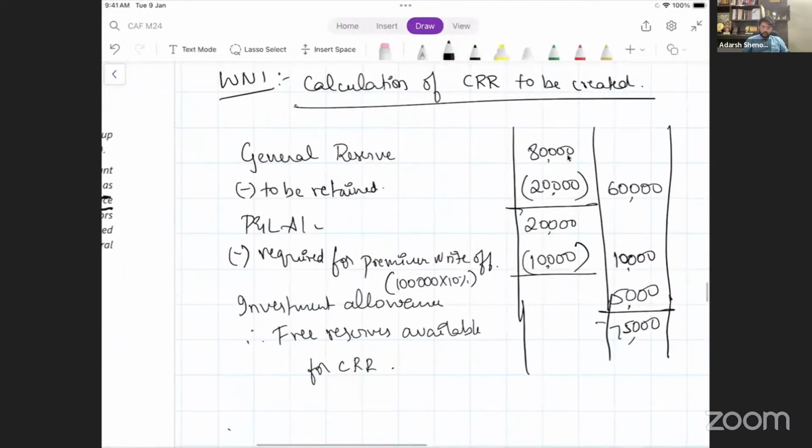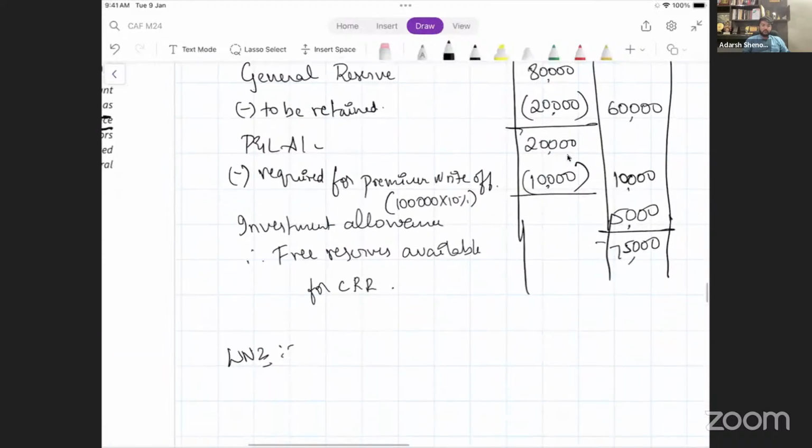75,000 is the total reserves available. So, working note 2: what is the value of the equity shares that will have to be issued? As per Section 55, the capital must be replaced with capital, right? The capital base must be intact. So total 1 lakh worth preference shares are being redeemed. Of that 1 lakh, 75,000 I am creating as CRR. So how much fresh issue should I do? The balance is fresh issue. How much is the fresh issue? Then the fresh issue will be 25,000 rupees.